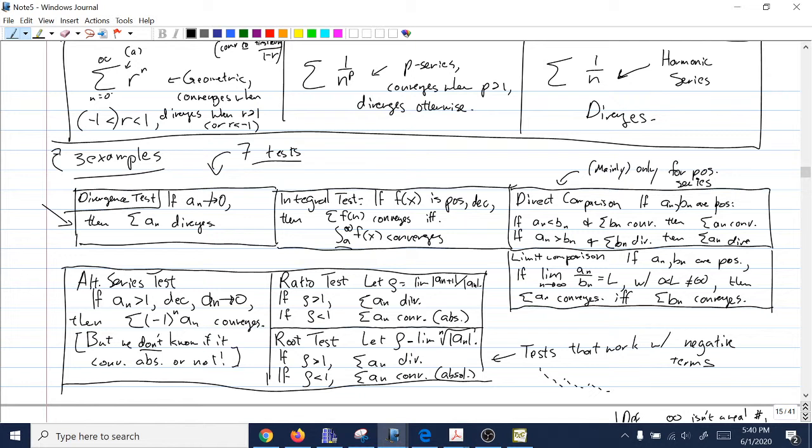And that's the big warning. Very rarely are you going to have a problem where you just do the alternating series test and it's easy and you're done. Because if you're using the alternating series test, you're probably trying to show that something converges but not absolutely. In which case you need to show that it doesn't converge absolutely. You at least have that much extra work to do.